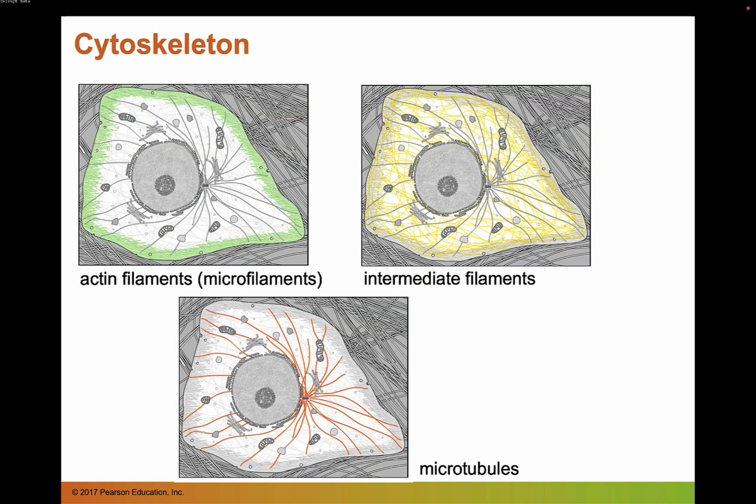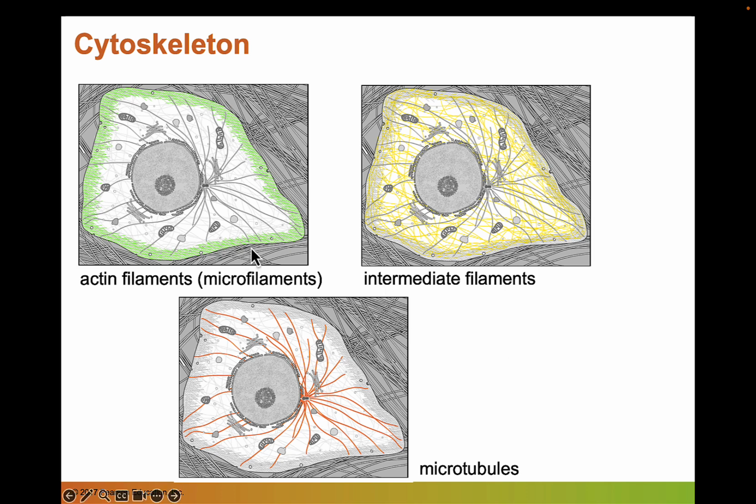So there are three main filaments that make up the cytoskeleton, and we're going to talk about each of these. Those filaments are actin filaments, which are also called microfilaments because they're the smallest, intermediate filaments, and microtubules.